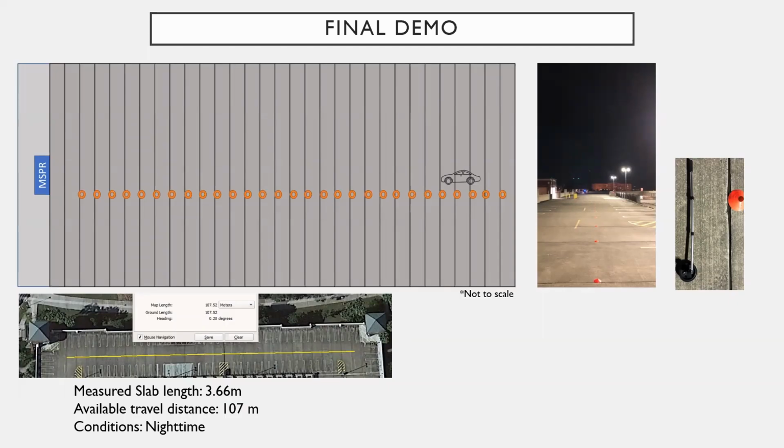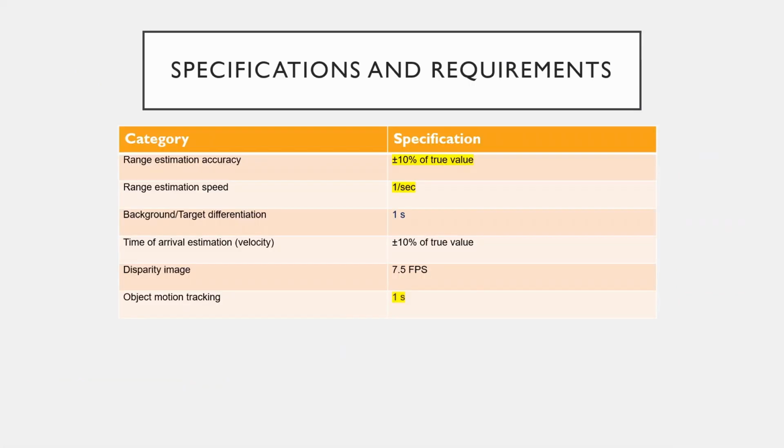For our final demonstration, we're going to be having a car going towards the camera as shown here in this diagram. We're going to be setting up cones, which you can see here in the picture on the right, and we're going to be measuring distances with a distance measuring wheel, and the total available distance we can travel is 107 meters.